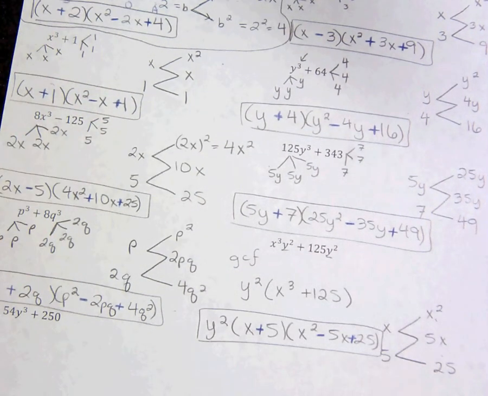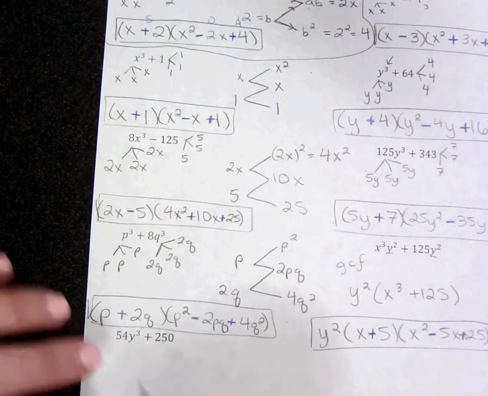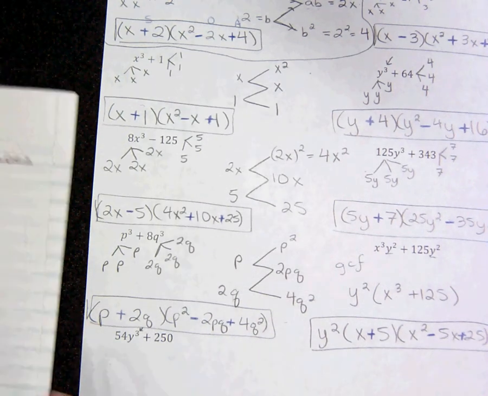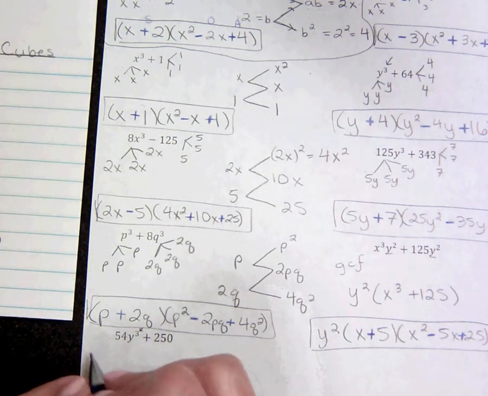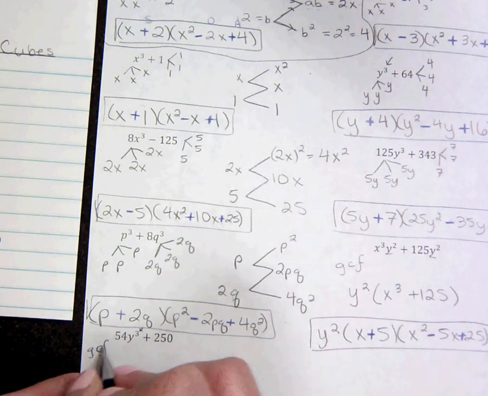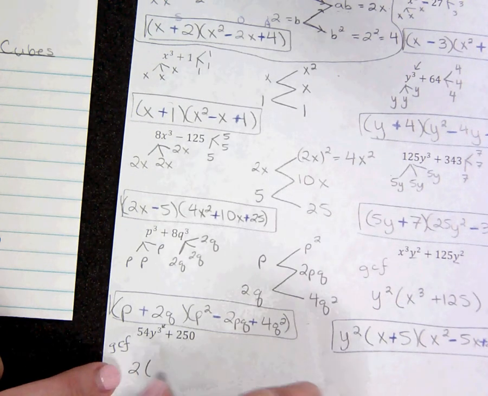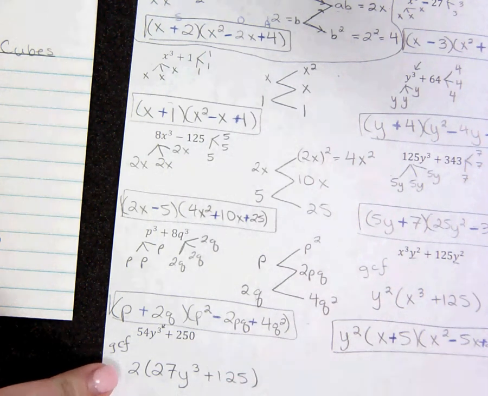And last but not least, we've got 54y cubed plus 250. The y cubed kind of gives it away that it should be cubes, but 54 is not on my list, and 250 is on my list. So I'm going to look for a GCF. The GCF is 2. When I take out a 2, it becomes 27y to the third plus 125, and those are both perfect cubes.